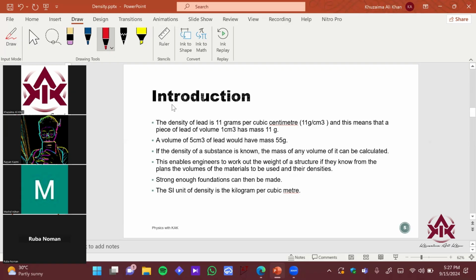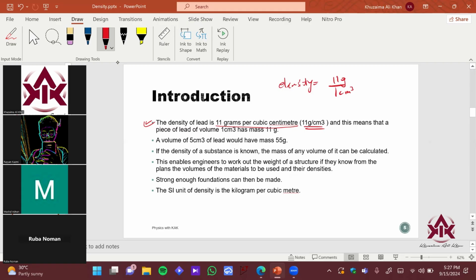So they are talking about an example over here, right? Just to give you an example कि how the density basically is unaffected by the dimension, right? Let's see over here कि हो क्या रहा है. They are saying the density of lead is basically 11 gram per centimeter cube, right? And this means that a piece of lead, if it occupies the volume of 1 centimeter cube, they are saying density is equal to basically what? 11 gram per centimeter cube, right?